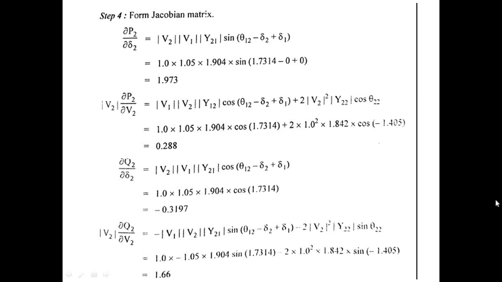that is equal to 0.288. Then del Q2 by del delta2 is equal to V2 V1 Y21 cos(theta21 minus delta2 plus delta1), 1.0 into 1.05 into 1.904 into cos 1.7314, that is equal to minus 0.3197. Then del Q2 divided by del V2 is equal to V1 Y21 sin(theta21 minus delta2 plus delta1) minus 2 V2 Y22 sin theta22, that is equal to 1.66.